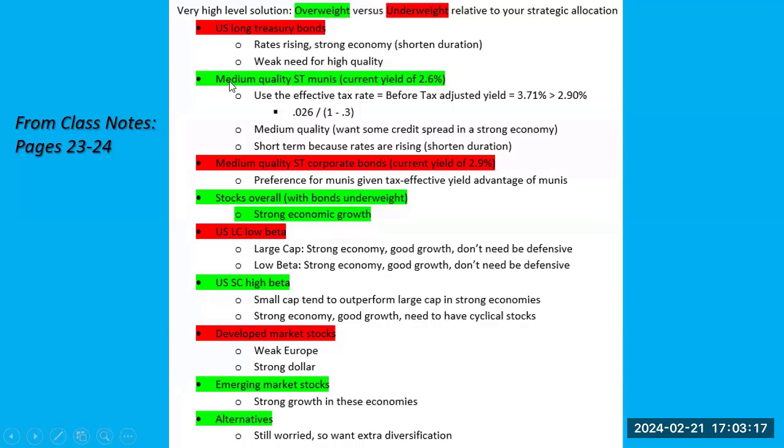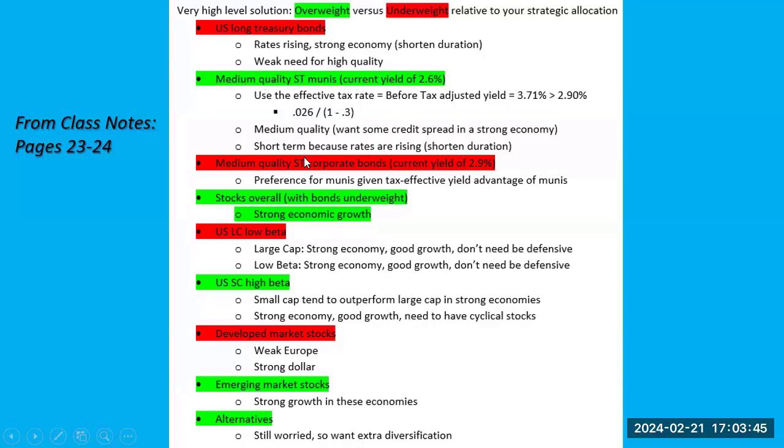All right. Medium quality, short-term munis. Medium quality, that sounds okay to me. If you have a strong economy, they're probably going to do pretty well. Short-term sounds good, right? Because rates are rising. And they have a current yield of 2.6%. Remember the formula, 2.6% divided by 1 minus the marginal tax rate. That's 3.71%. That's a lot higher than corporate bonds. So you're going to have 3 bullets.